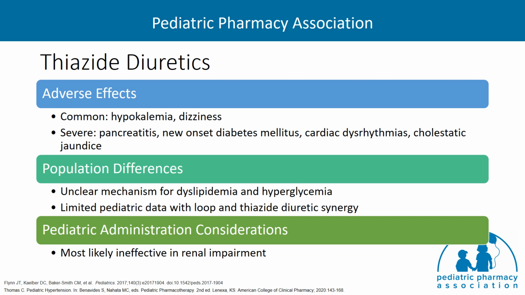As far as population differences, we really don't know why patients may develop increased blood sugars as well as increased lipid levels. And there's limited pediatric data with loop and thiazide diuretic synergy. However, I can say that I've seen it used in my practice as part of the nephrology group, but more data is needed to support it compared to the adult population, where there's more robust data. And just keeping in mind with thiazide diuretics, we want to avoid them in the renal impairment population as much as we can, as they're most likely going to be ineffective.